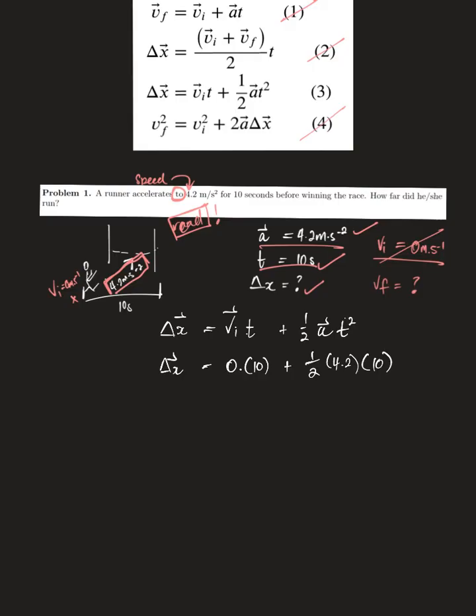All right, so let's have a look at it. If we simplify that a little bit, delta x is equal to 0 times 10, which is 0, plus half times 4.2 times 10 squared. Put that into your calculator, and that's going to give me 210. So delta x is therefore equal to 210 meters. And because it's a vector and they've given me no direction, the direction of motion. And that's your final answer.